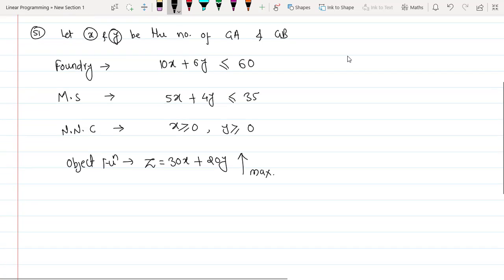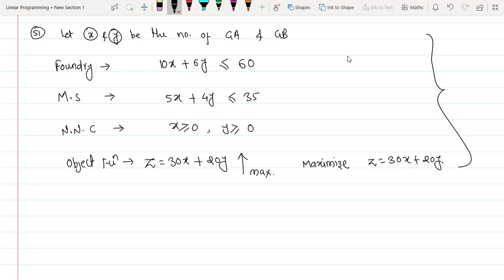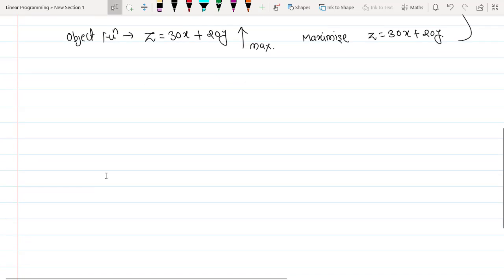So how will you write this? Maximize z equals 30x plus 20y. So this is what we get as the objective function. Having all these equations will give you the full marks, and this is nothing but my formulation of the linear programming problem. Okay, I hope you are okay with this. Okay, perfect. So let's see the next question now.